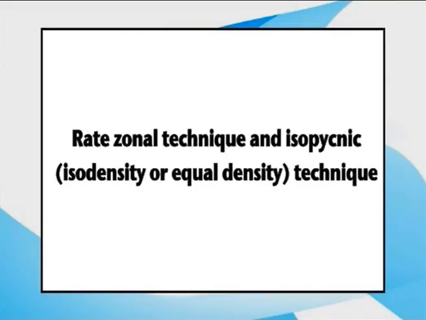Two different methods employed for separation of subcellular components on density gradients are the rate zonal technique and the isopycnic technique. In rate zonal centrifugation, the sample under study is layered on top of a preformed liquid density gradient, the highest density of which does not exceed that of the densest particles to be centrifuged.